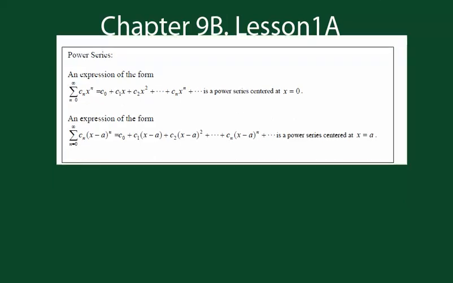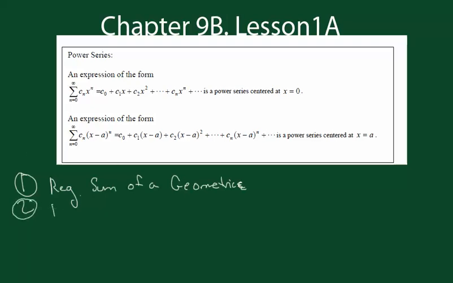Now, there's going to be 5 things that we do in this lesson to turn a function into a power series. Number 1, we are going to recognize the function as the sum of a geometric infinite series. Number 2, I always love number 2, we are going to what's called raw construct.